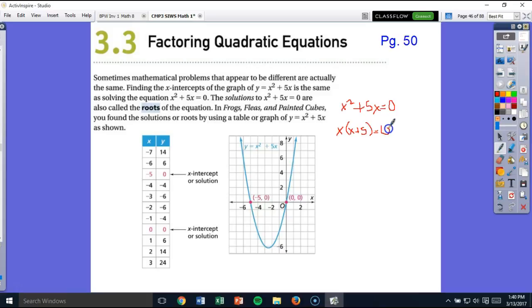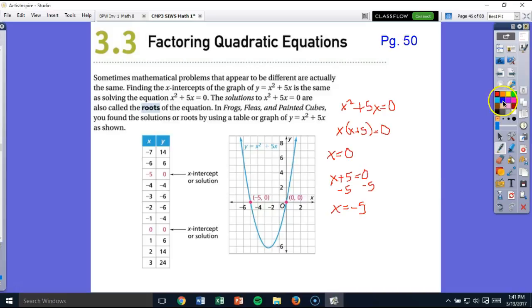Well, this gives us two factors that equal 0. Now, we would need to break these two up. So we take our x, set it equal to 0, and then we take our other factor and set x plus 5 equals 0. To solve for x, we need to subtract 5 from both sides. So we get x equals -5.